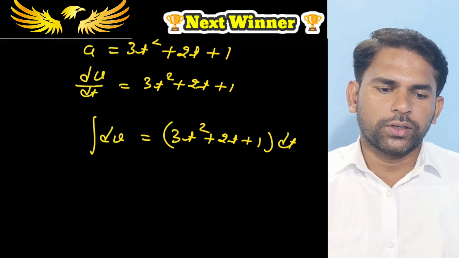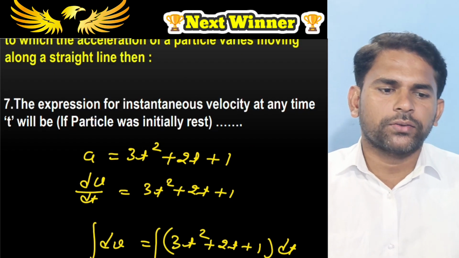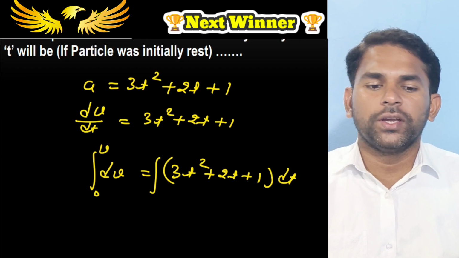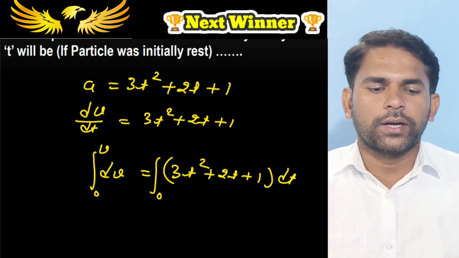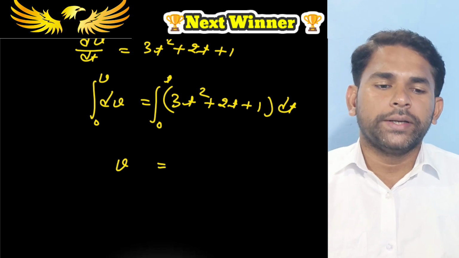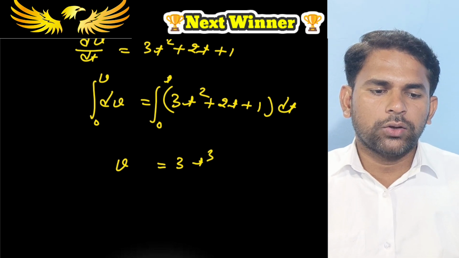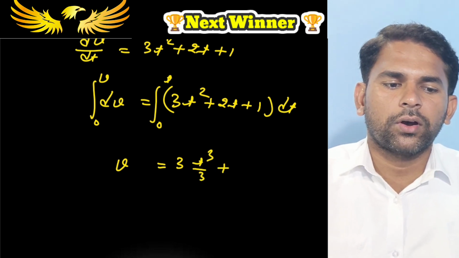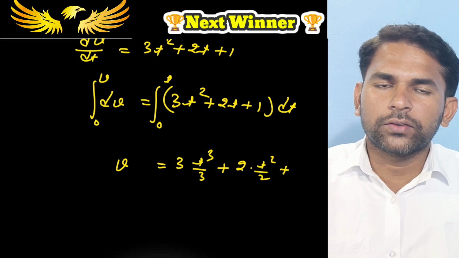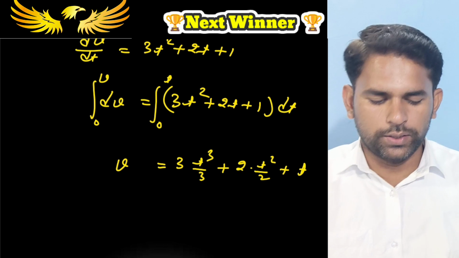You can do integration like this at any time. Here they tell us to find the expression for instantaneous velocity at any time. So any time means, suppose we consider the velocity at any time as v, so we consider 0 to v, and here we write 0 to t. So finally we find v is equal to, here we integrate: 3 is a constant, the integration of t square gives t cube upon 3, and similarly the integration of t gives t square upon 2, plus the integration of 1 dt gives t. I am doing it directly, no problem, you can solve it stepwise.